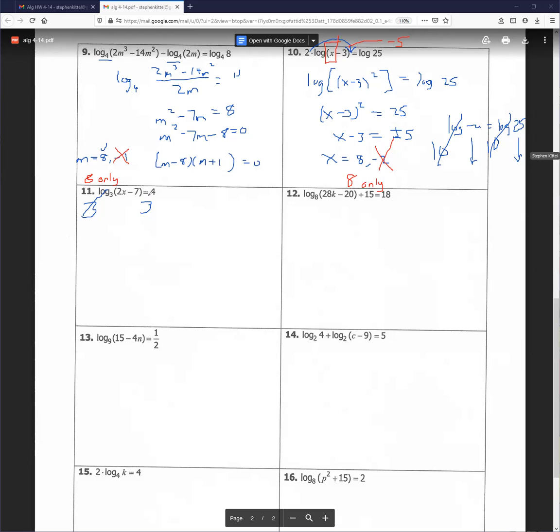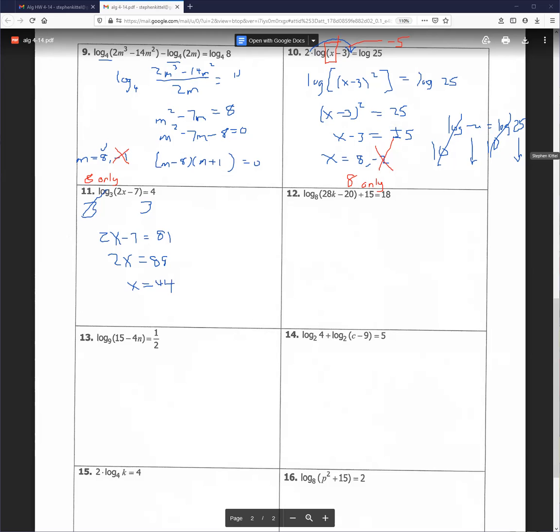But now the right side isn't a log. Well, that's okay. We can still just exponentiate both sides. So we do 3 to the 3 because it's the base of the log. And we get 2x minus 7 is equal to 3 to the 4th, which is 81. So 2x equals 88 and x equals 44.